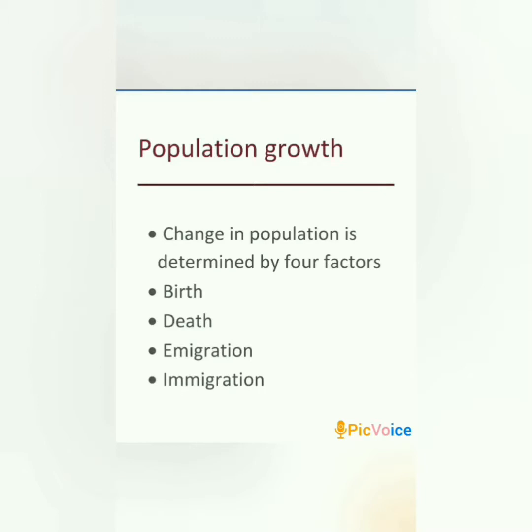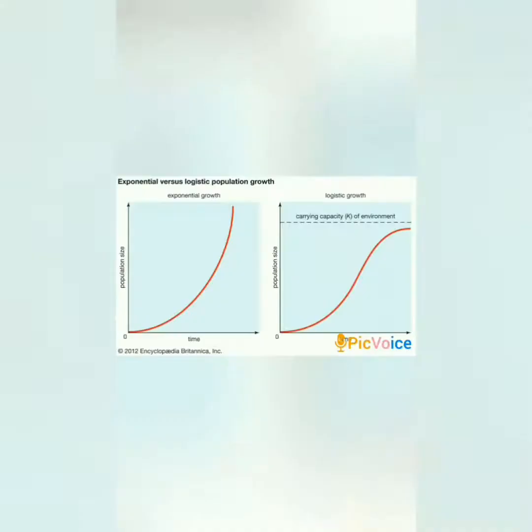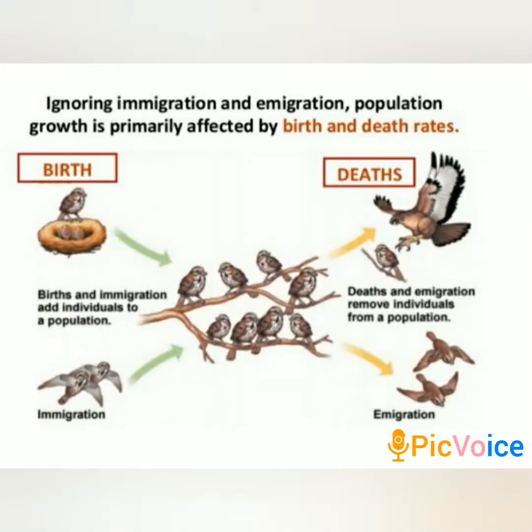The term population growth refers to the change in the number of individuals in a population with time. It refers to how the number of individuals in a population increases or decreases with time. Change in population can be determined by four factors: birth, death, emigration, and immigration. In emigration, an animal leaves its home because the habitat is no longer ideal for it to stay, and it needs to find a more suitable environment. They do not return to the land they left.